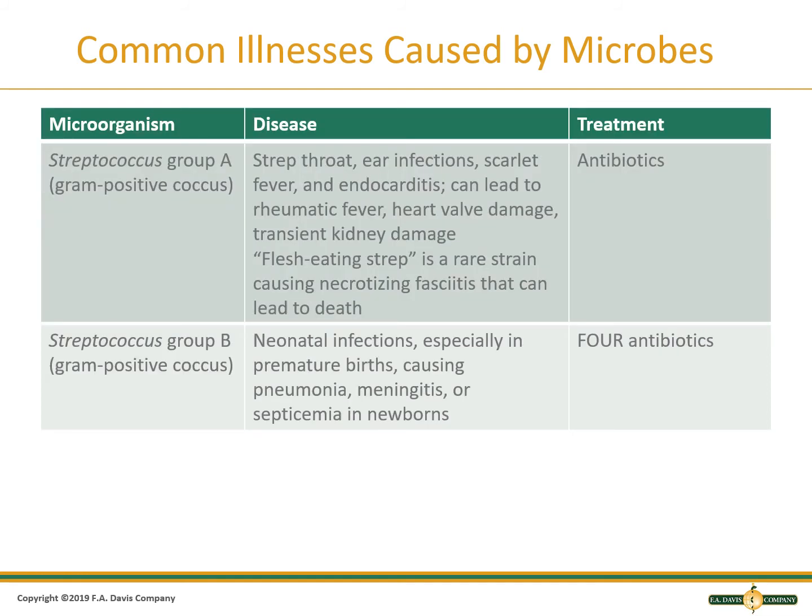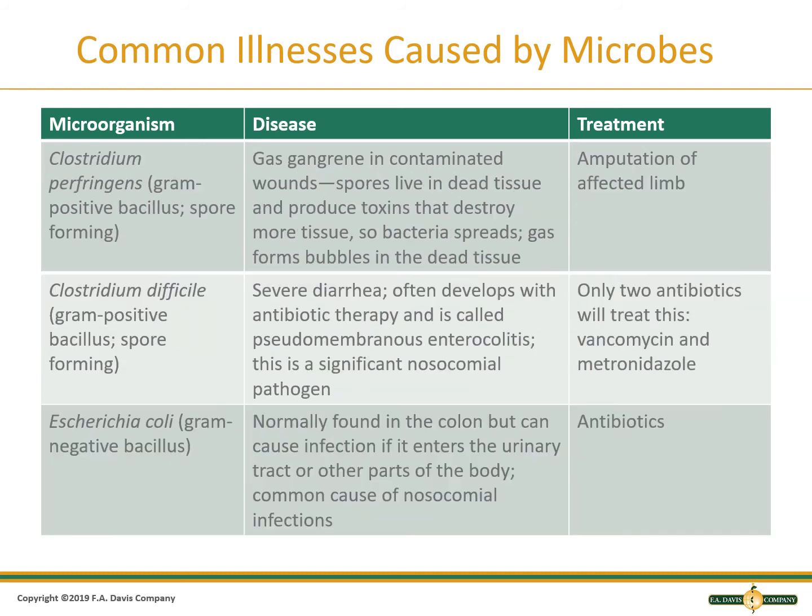Strep group A causes strep throat, ear infections, scarlet fever, and endocarditis. Strep group B infections are usually neonatal, especially in premature births. And of course, these are killed by antibiotics.